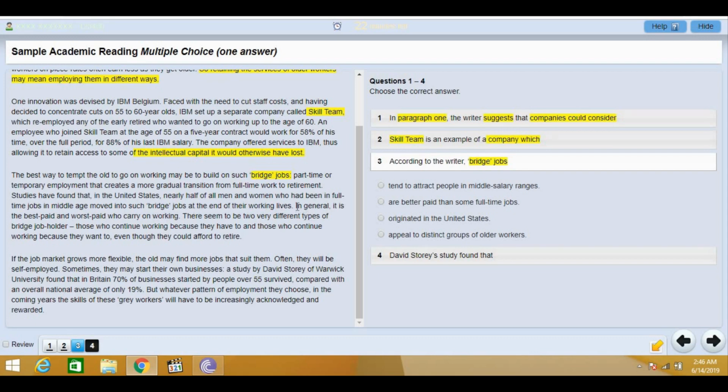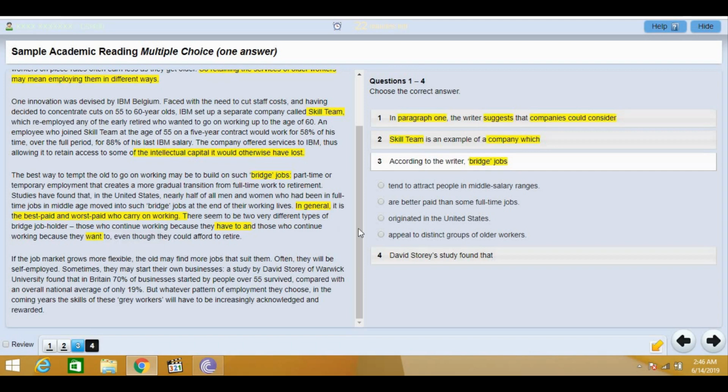So in general, there is a word here, we call this kind of a generalizing. It is the best paid and the worst paid who carry on working. So generalizing has been done with this statement: the best paid and the worst paid. There seem to be two very different types of brick job holder: those who continue working because they have to, and those who continue because they want to. So these are the two. They have to means it is compulsory, and they want to means it is their need, something like a want.